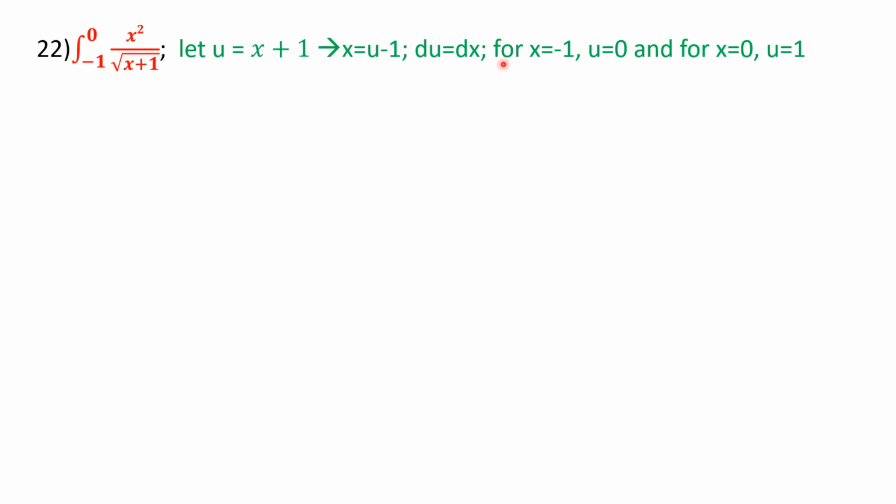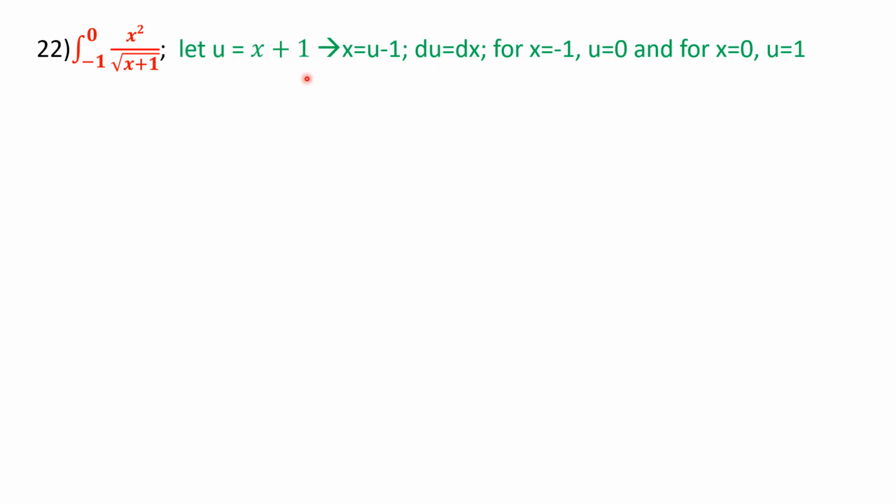For x equal to negative 1, which is the lower limit of integration, u will be equal to 0, because if we put negative 1 here, u will be equal to 0. And for x equal to 0, which is the upper limit, x equal to 0 implies u equal to 1. And sure enough, if we plug in here 0, u will be equal to 1.